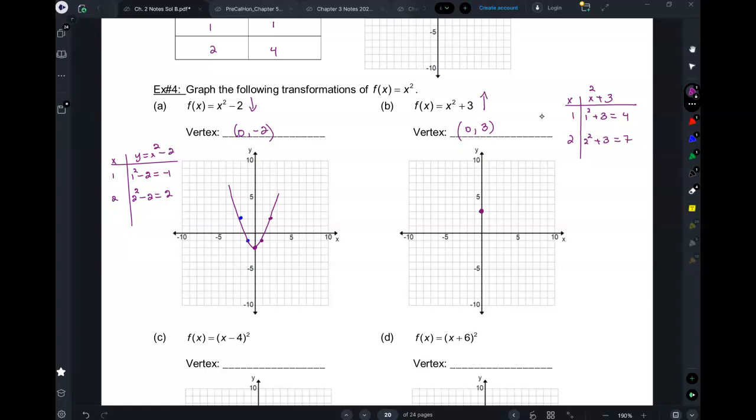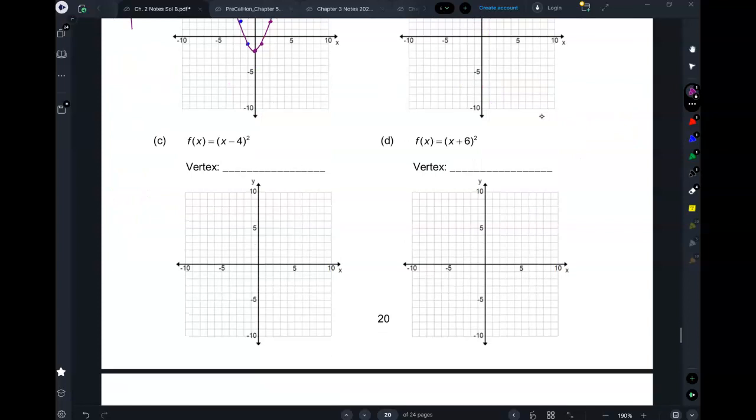Okay? So at 1, y is 4. At 2, y is 7. I mirror. Now I'm going to mirror this way and this way. Okay, so do you see that? I take advantage of the symmetry of this parabola. Okay, so now it'll look like this. Okay, questions?